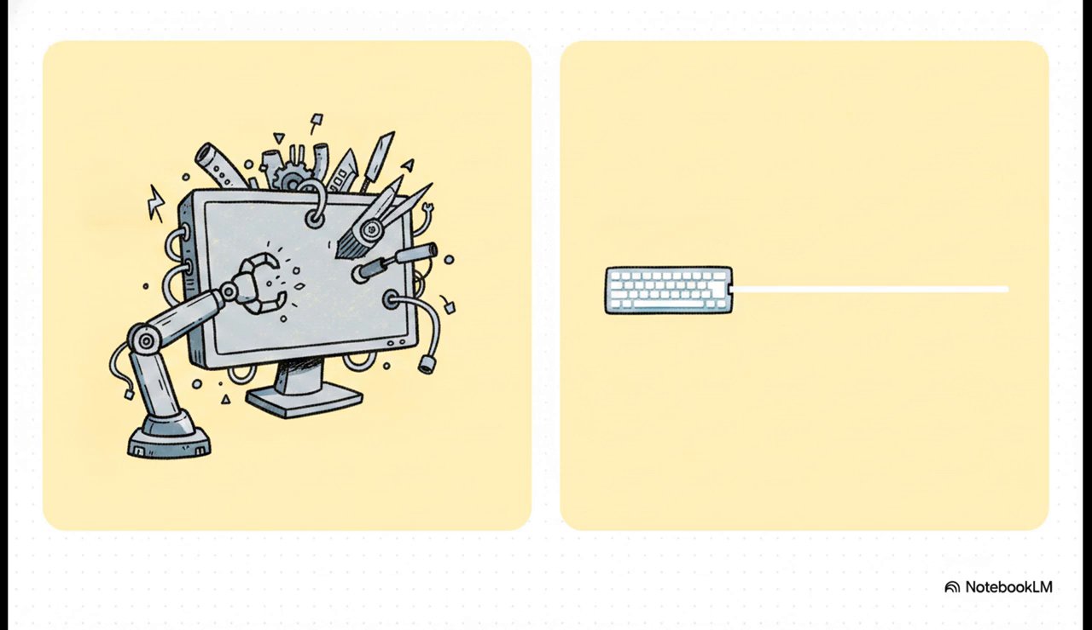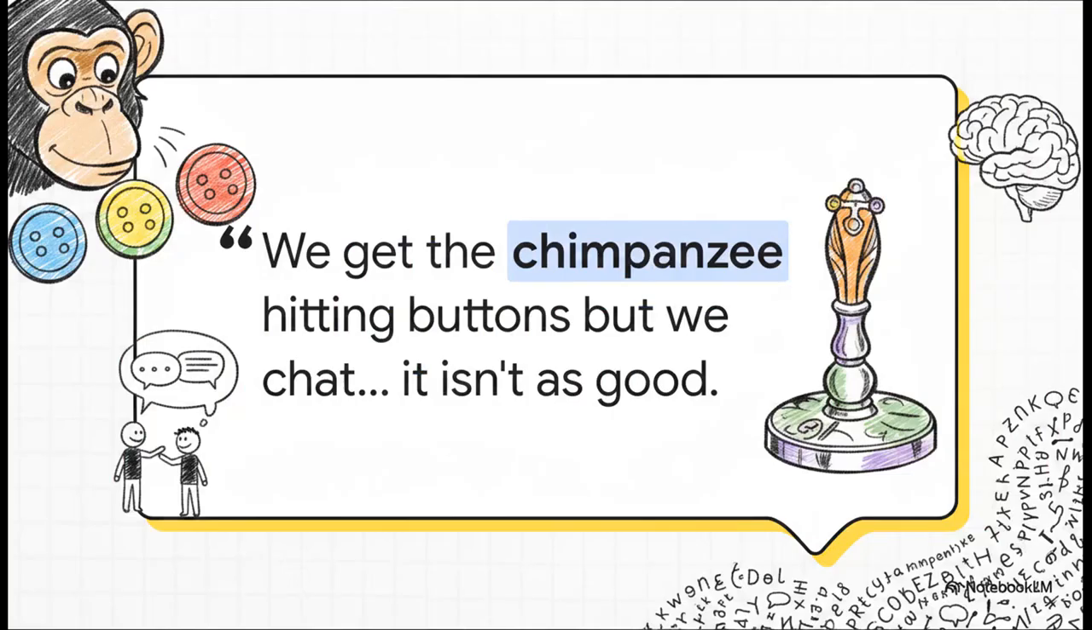But on the other side, we have the command line interface, the CLI. It's totally lossless, incredibly lightweight, and it generates a 100% exact high-fidelity text log of every single action. There's a quote from the source material that perfectly captures the tragedy of the GUIs. It says, "We get the chimpanzee hitting buttons, but we chat with each other. We could be hitting buttons, but it isn't as good." By forcing humans to click shiny buttons for a reward, we're actually dumbing down our deep, nuanced capacity for language. We're literally trading the profound complexity of human expression for a colorful lever.